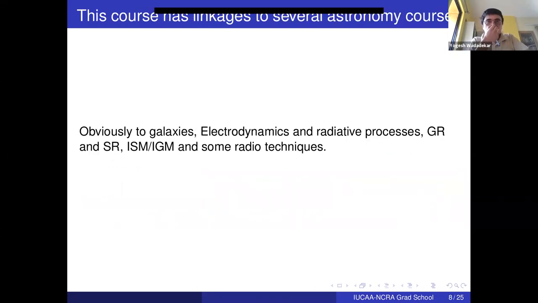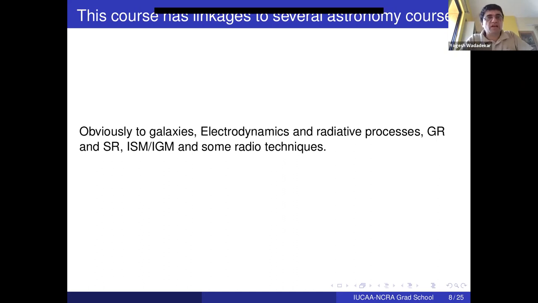So what are the connections to other astronomy courses you have taken, or other courses you have taken in graduate school? There are obviously connections to galaxies, electrodynamics and radiative processes. I think the first course that you took talked about various kinds of thermal and non-thermal radiative mechanisms; those will all be important for the AGN phenomenon.